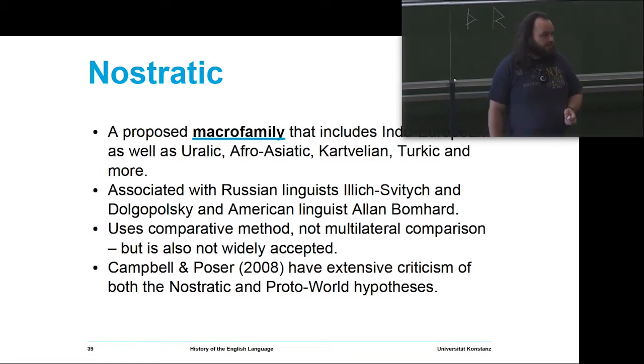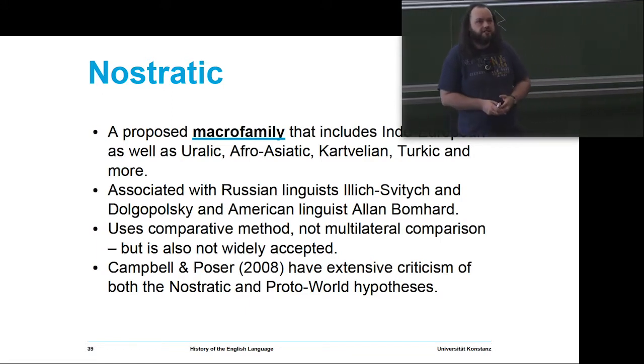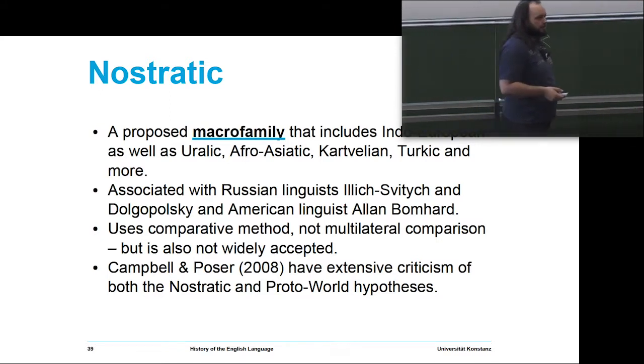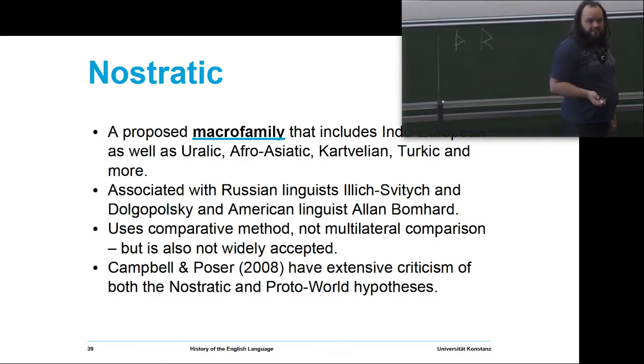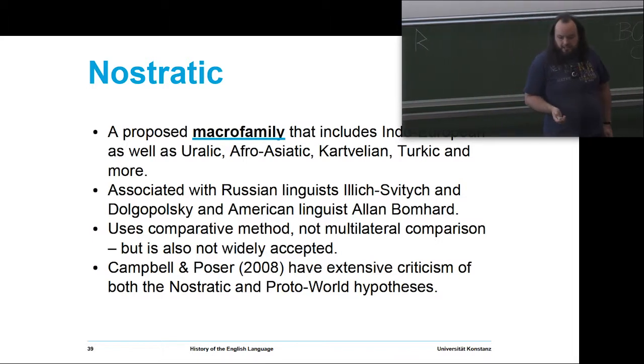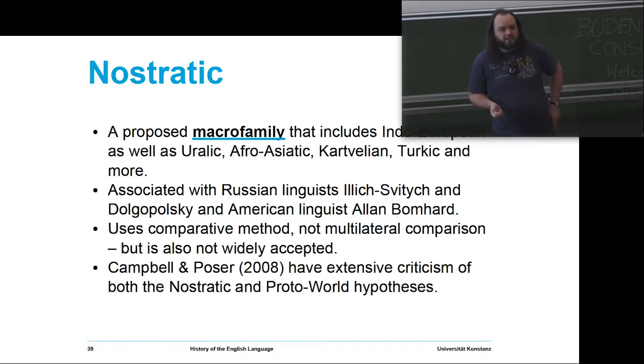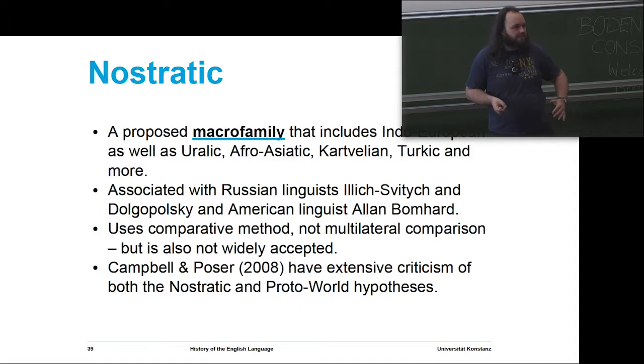And even more fine-grained things than proto-world have been criticized. So Nostratic is a proposed macro family. There's a little bit about it in the textbook. Nostratic is somewhere between proto-world and proto-Indo-European. You can think of it as the next level up in the tree from Indo-European.